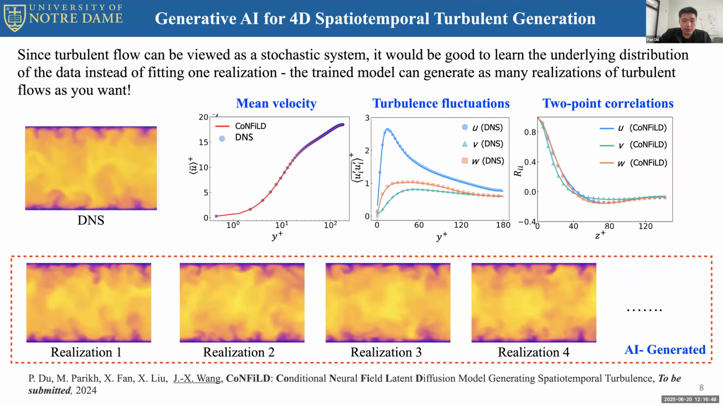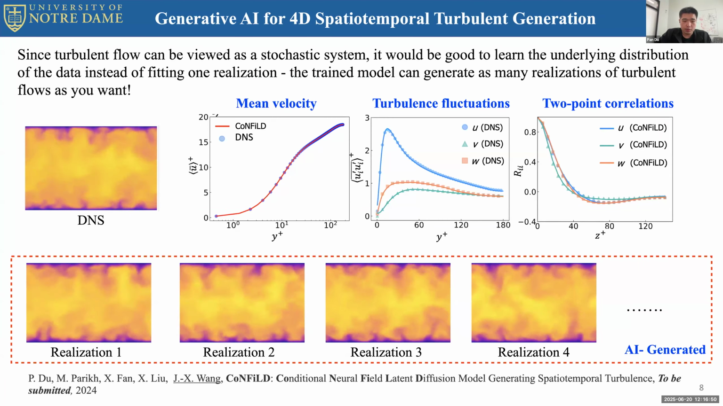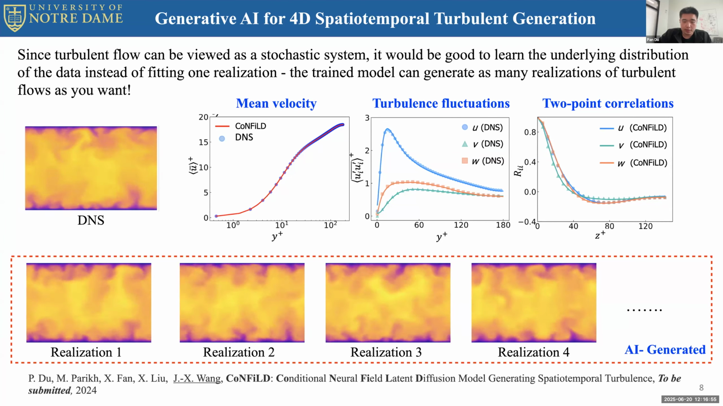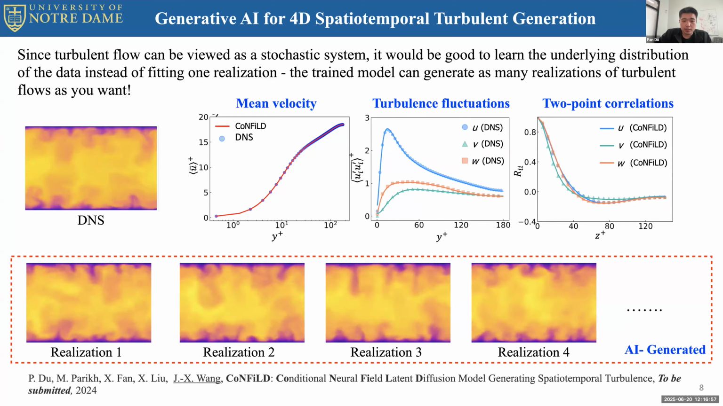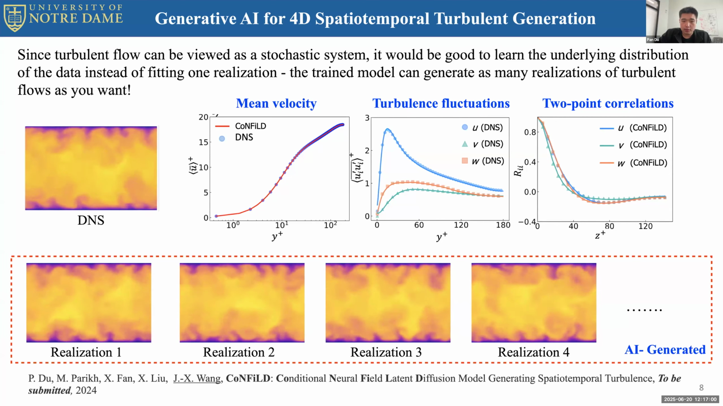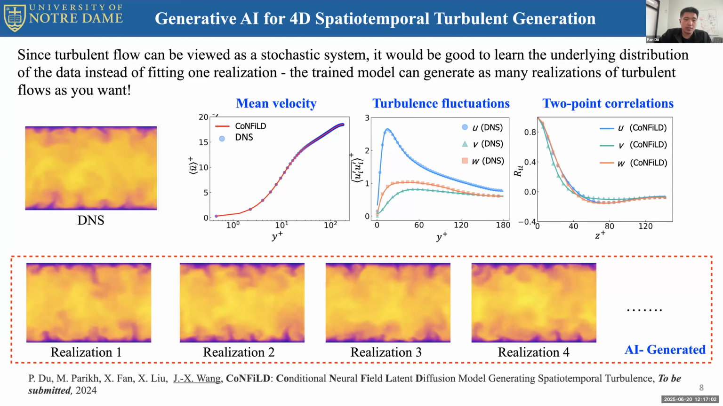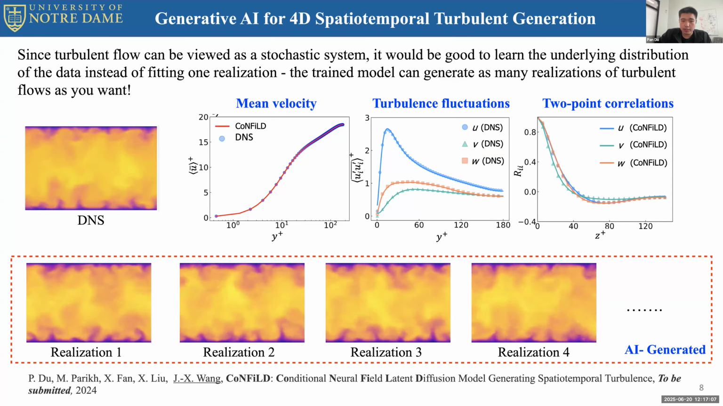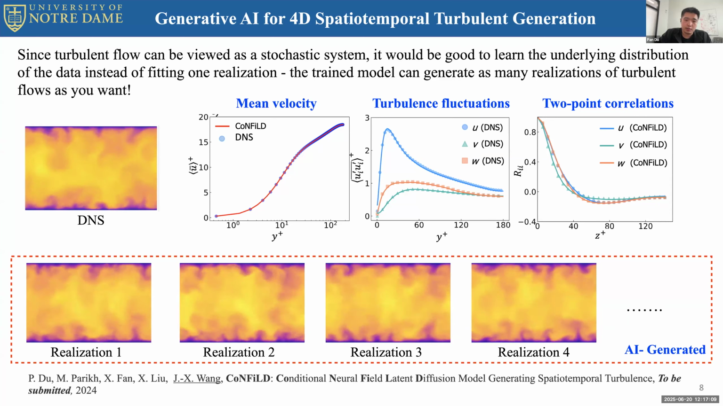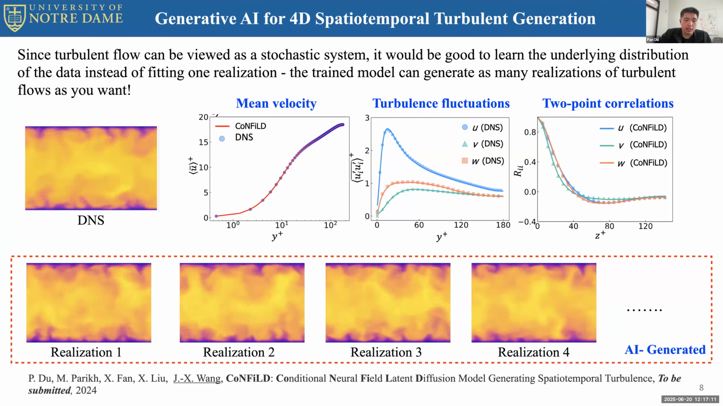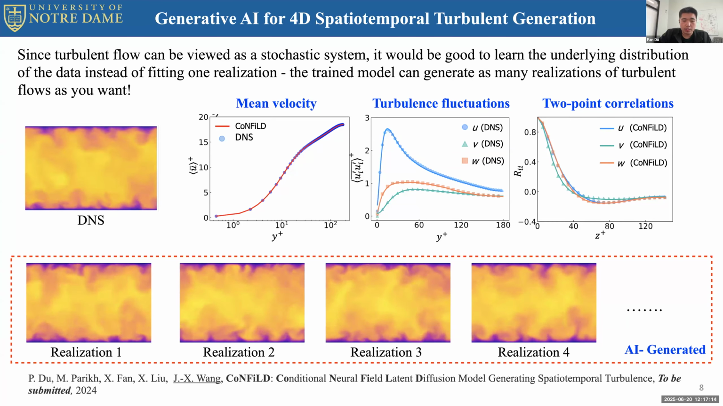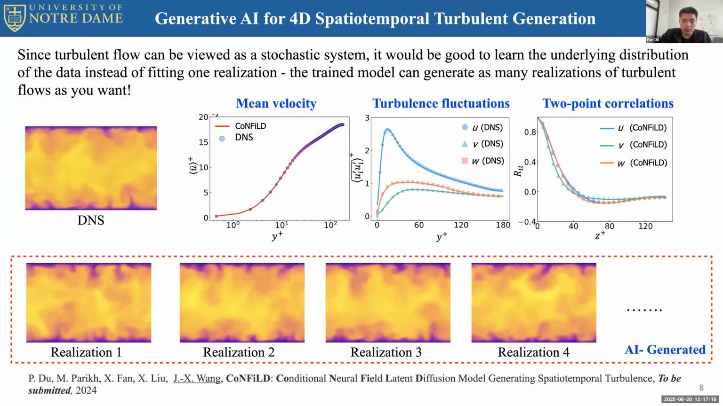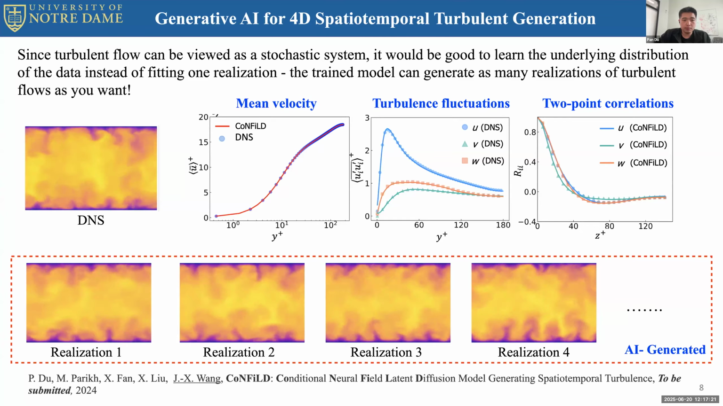And we further compare those realizations with the ground truth. And the ground truth is computed by the DNS method. And you can see that we also plot out the first order and second order metrics, such as the mean velocity profile, the turbulence fluctuations in the UVW direction, as well as the two-point correlations. You can see that our predicted results align very well with the ground truth, both for the first order and second order statistics.